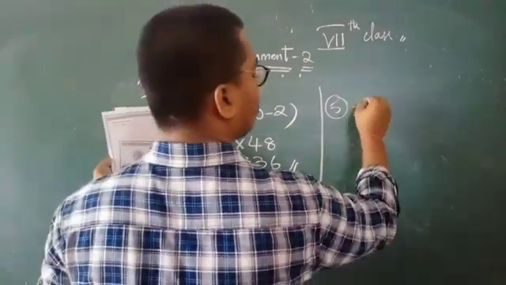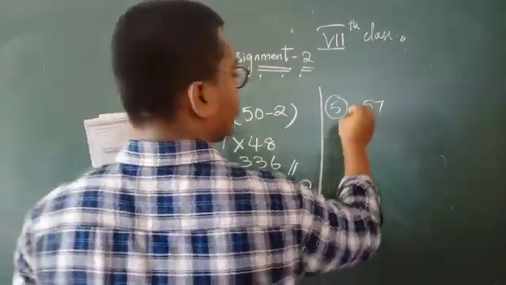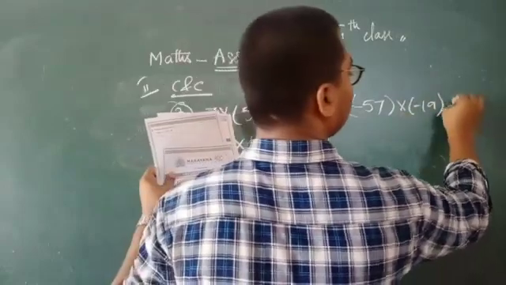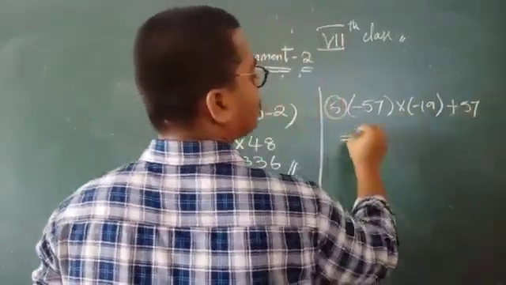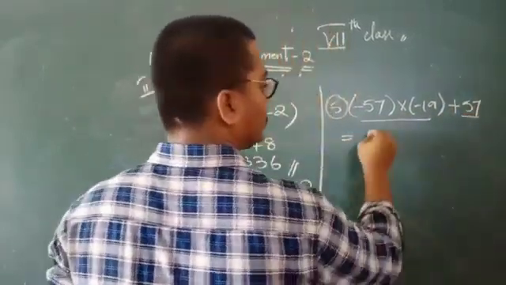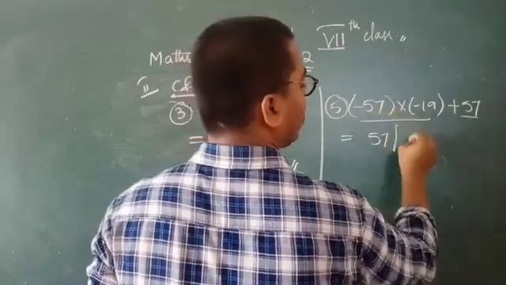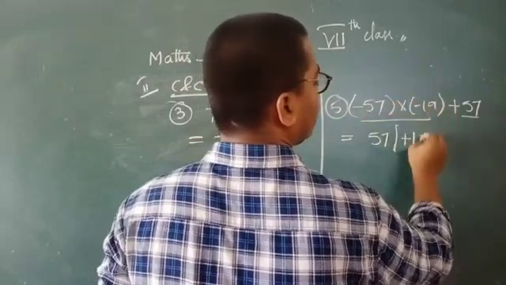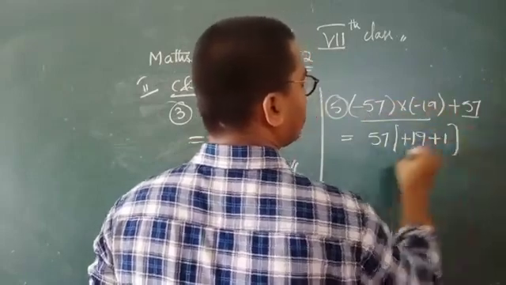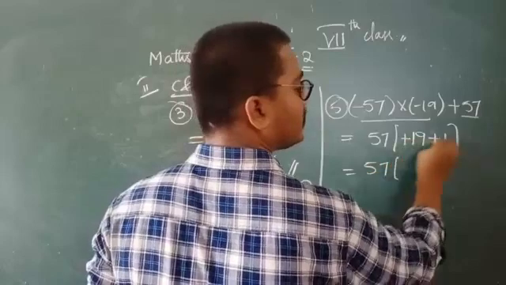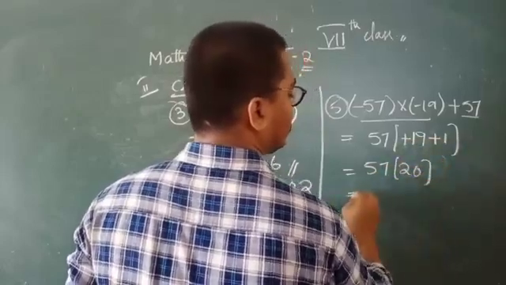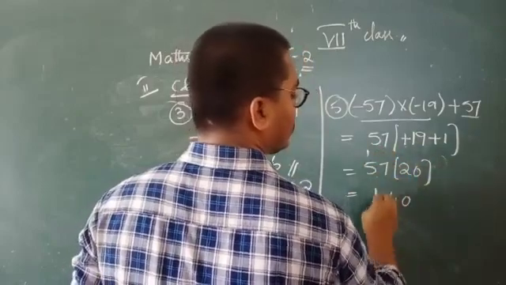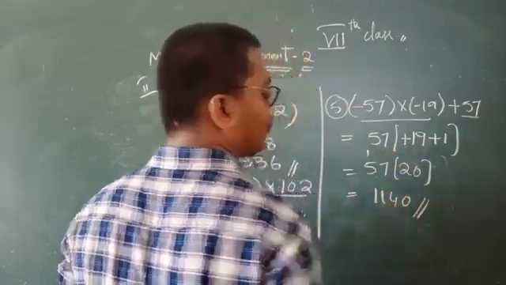Find the product of minus 57 into minus 19 plus 57. In this one, you can see two terms over there, right? So you need to take 57 as a common term. Minus 1 is left behind. So minus into minus actually is plus. 1 into 19 is nothing but 19 plus 1. That is equal to 57 into 19 plus 1, which is nothing but 20. So when you multiply 57 into 20, 7 2s are 14, 5 2s are 10 plus 1, 11. So the resultant answer will be 1140.